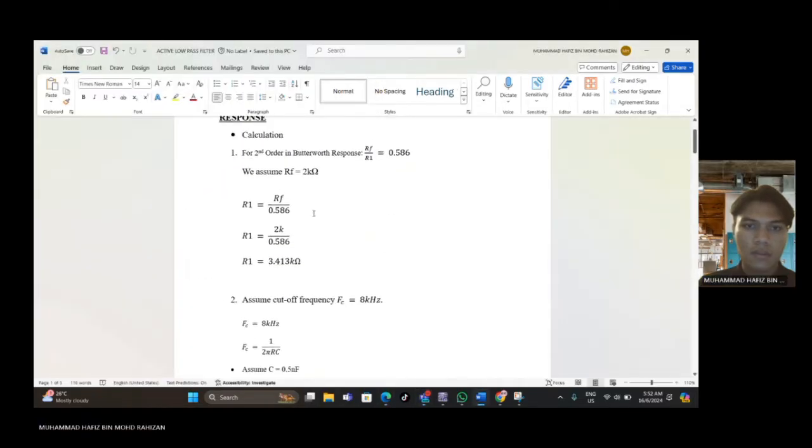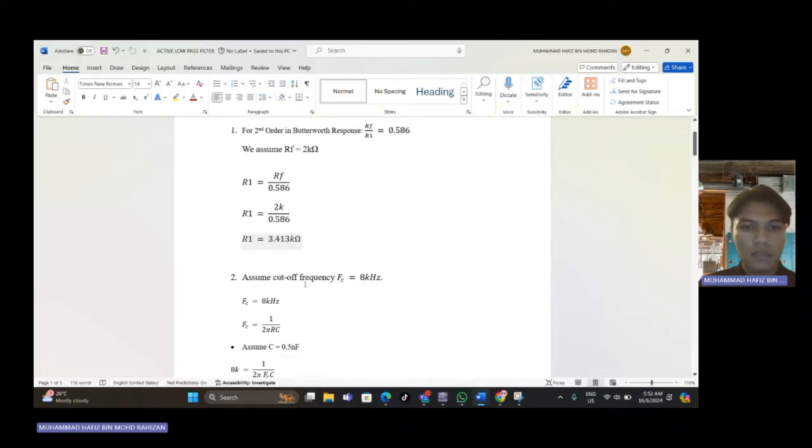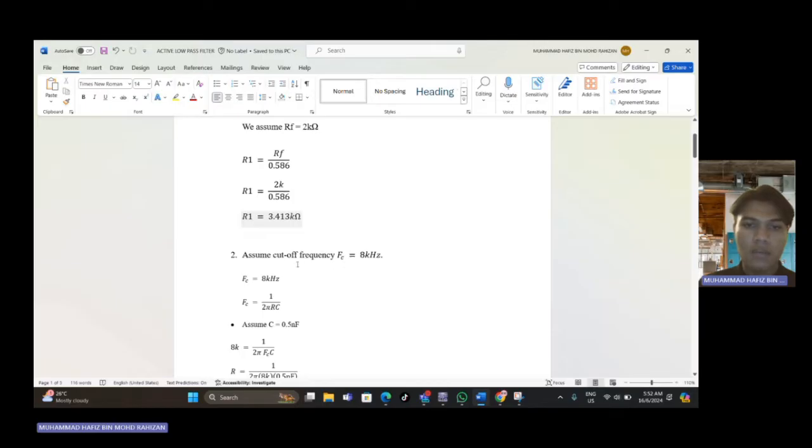So we assume RF is 2 kilo ohm. So R1 will be 2 kilo ohm divided by 0.586. When we calculate, we will get R1 as 3.413 kilo ohm. And second, for the cutoff frequency, we assume 8 kilohertz.